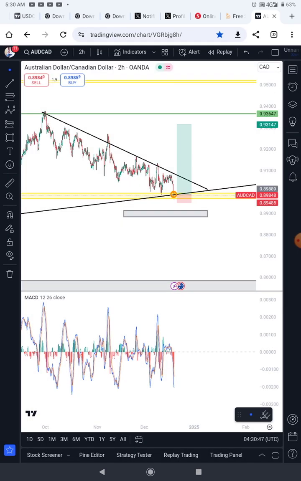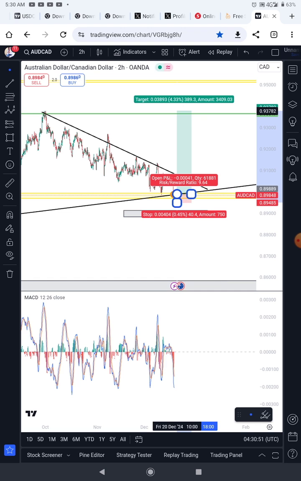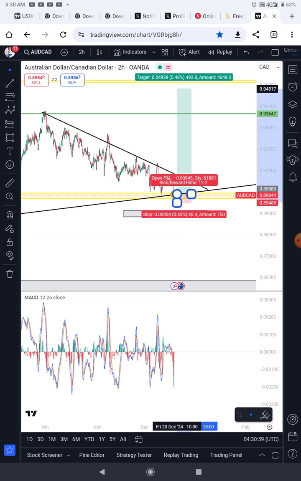For now, I'm long AUD card. First level target 0.9386. Second level target 0.95.